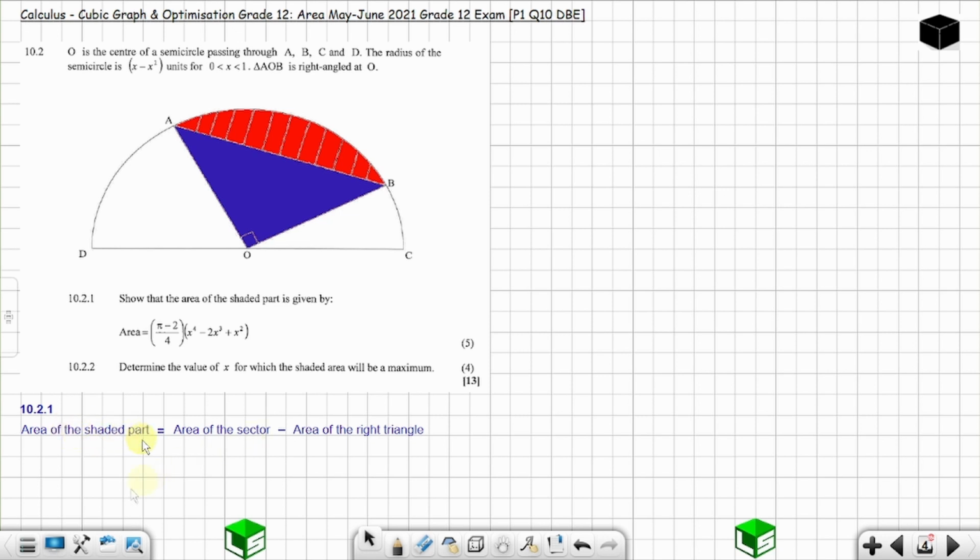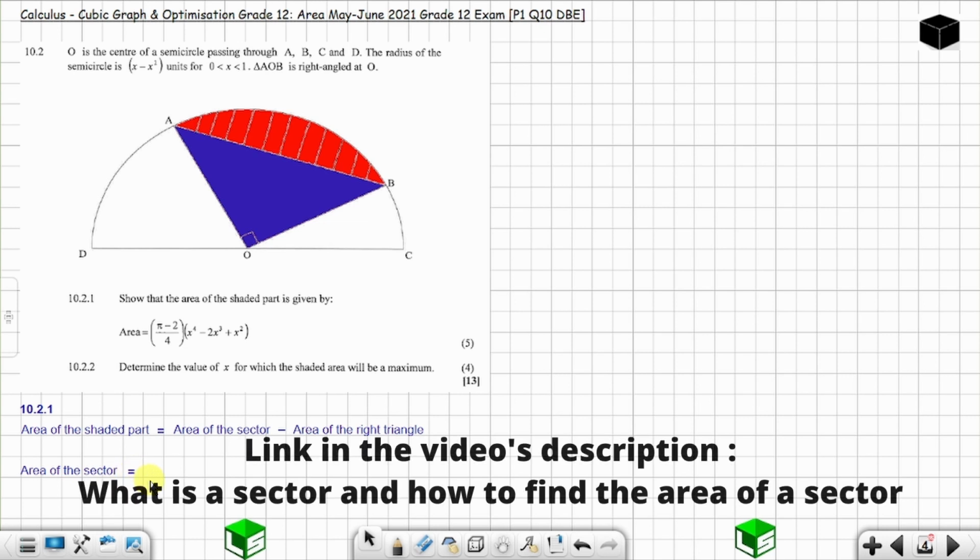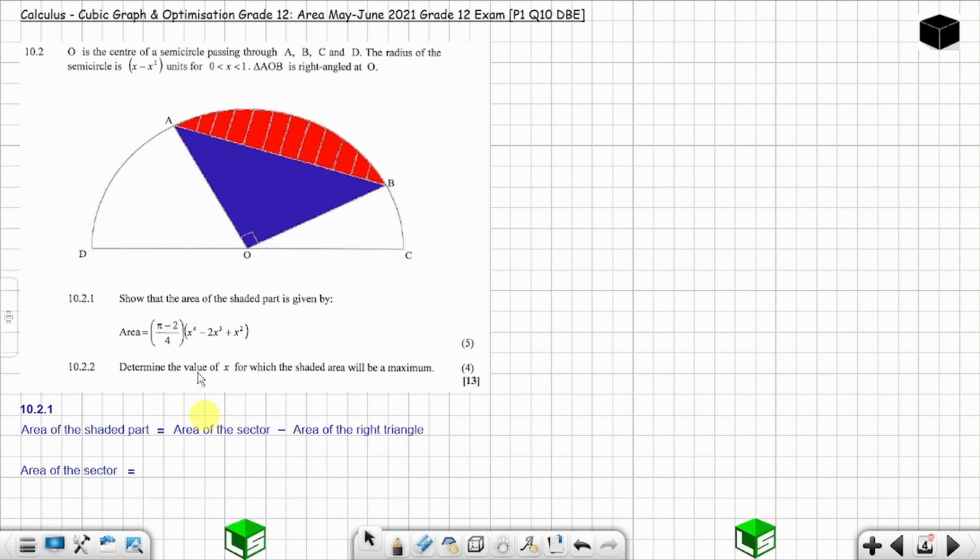So the area of the sector, this is equal to, like I said, if you are struggling to find the area of a sector, I have a video for you. Please check the link in the video description where you are going to find a video in which I explain how to find the area of a sector. So this is your sector, this big part, including the blue part and the red part. To find the area of the sector, you're going to start with the area of the circle, which is pi times r squared. You know that.